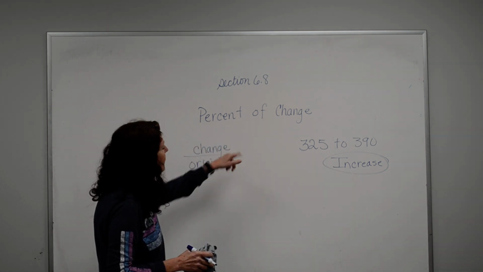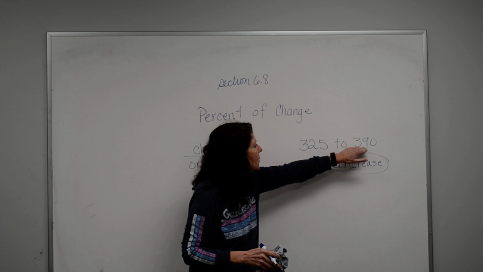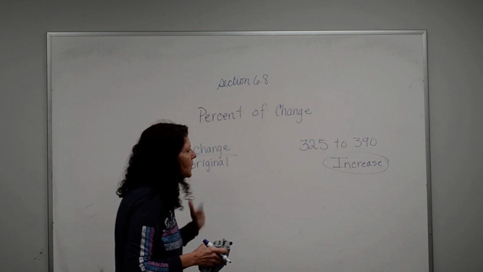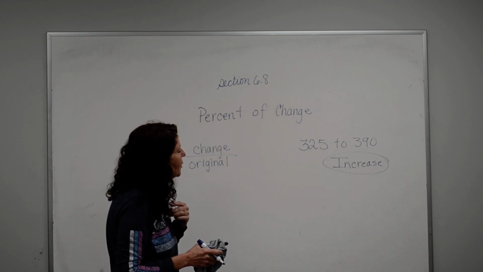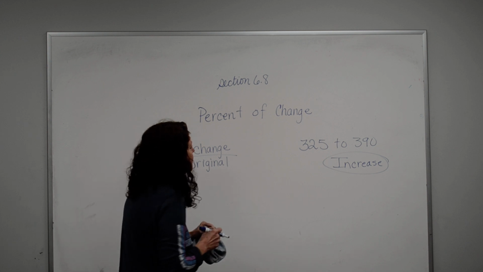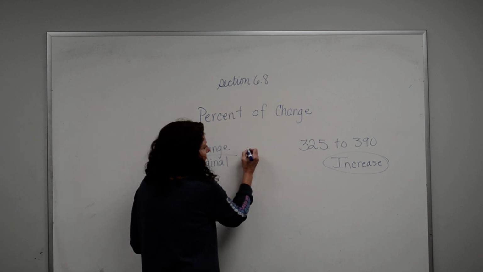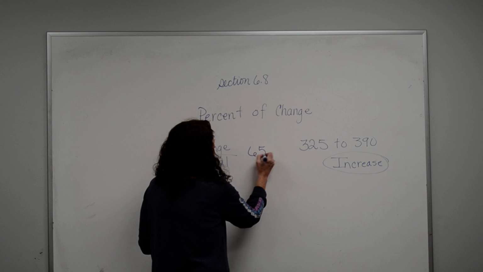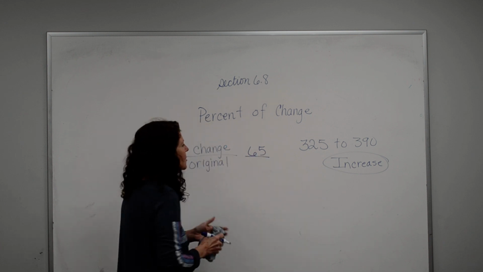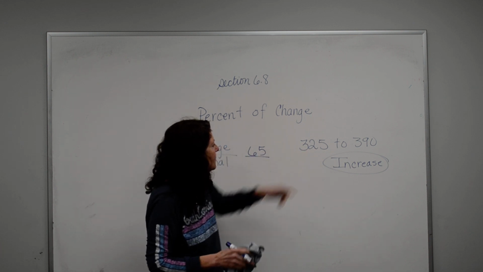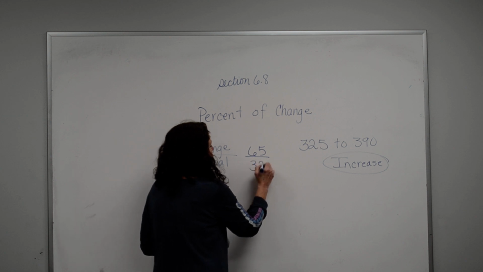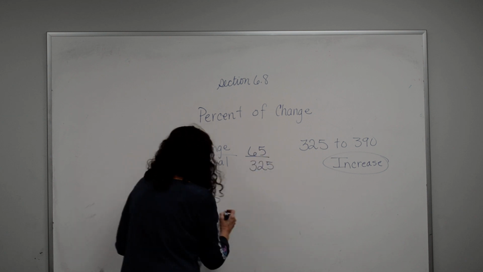When I go to find my change, I literally go 390 minus 325. Doesn't matter which one you put first. Always put your bigger one first, so you don't have to deal with it. And that is going to give me 65, so that is going to be my change. My original is going to be my 325. Okay, so there's my fraction.